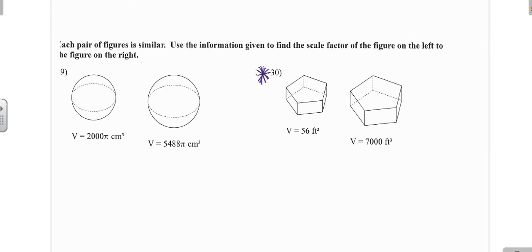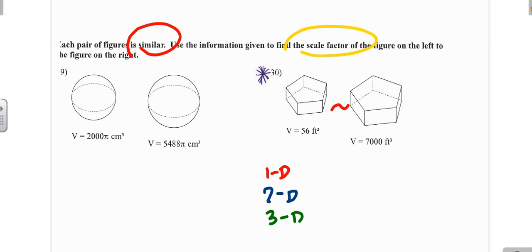It says each pair of solids are similar, same shape, different size. Instantly, you should be keeping track. The minute you know something is similar, there's a 1D ratio, a 2D ratio, and a 3D ratio. Always. It says we want to find the scale factor, left to right. Scale factor is 1D. Let's look at the information we've been given. We've been given the volume.